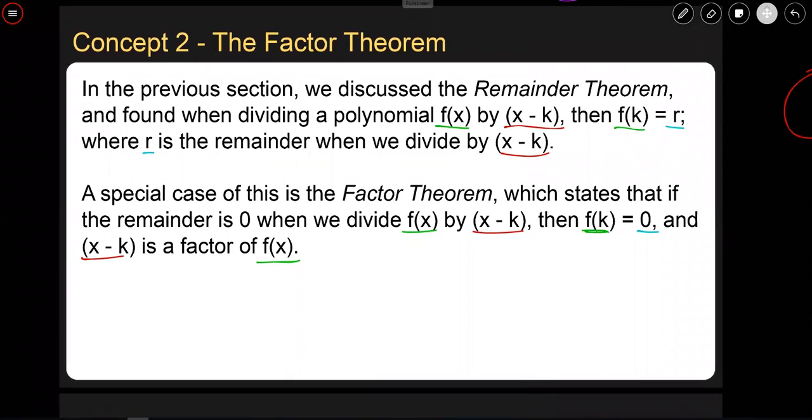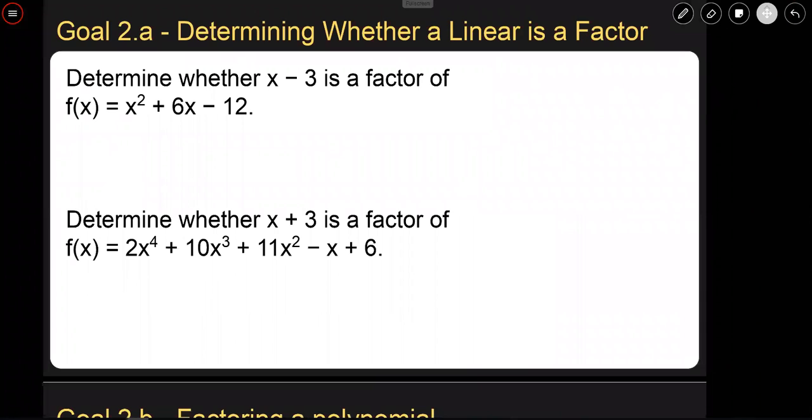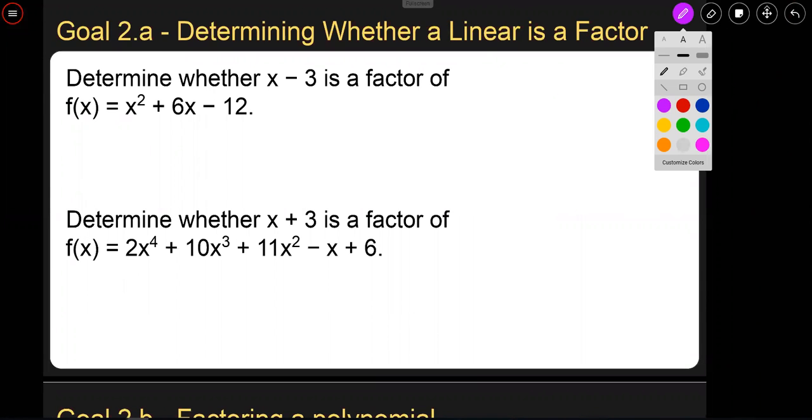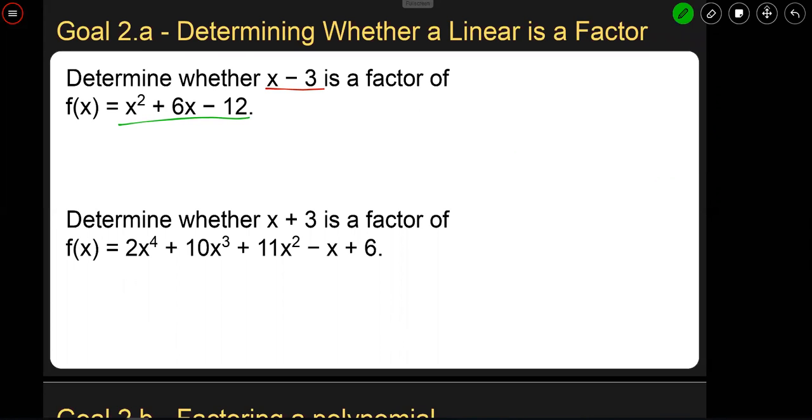If I have a remainder of 0, then that means the linear polynomial that I'm dividing by is a factor of the larger polynomial, the dividend, because my remainder is 0, or it divides evenly. Let's go ahead and try this out. We want to determine whether x minus 3 is a factor of f of x equals x squared plus 6x minus 12. So I want to determine whether that will divide into that evenly.